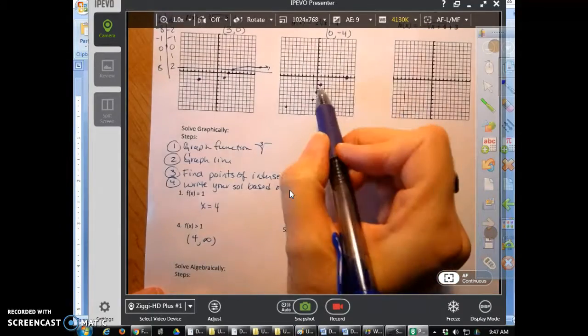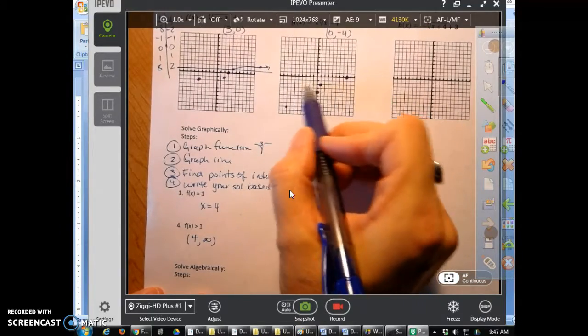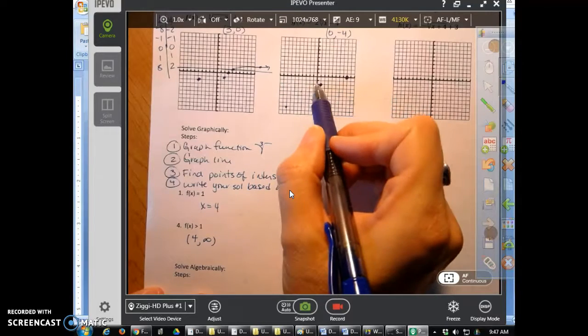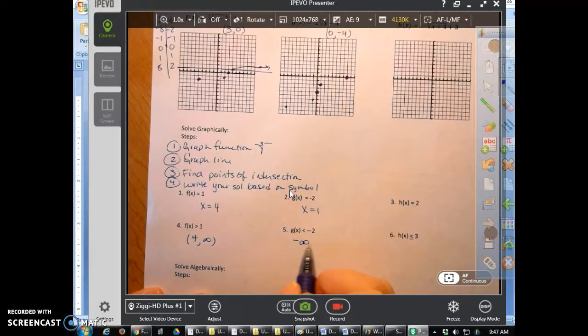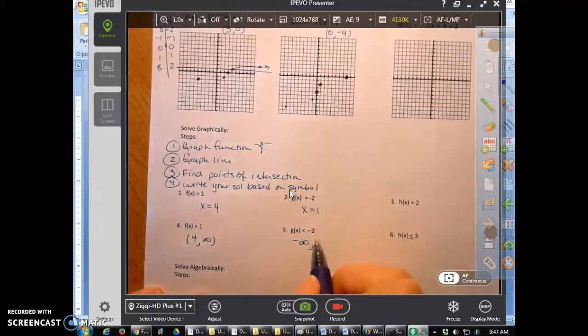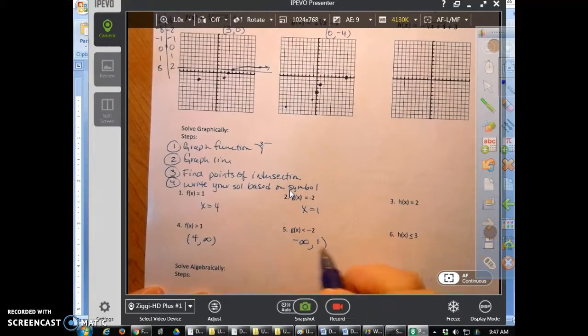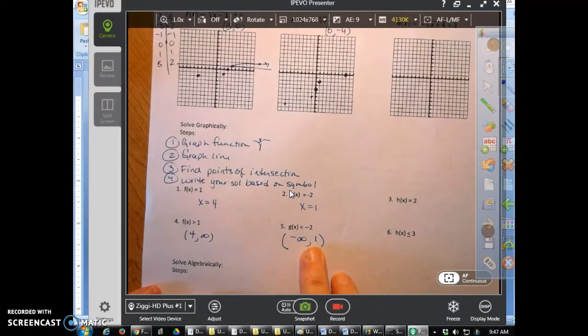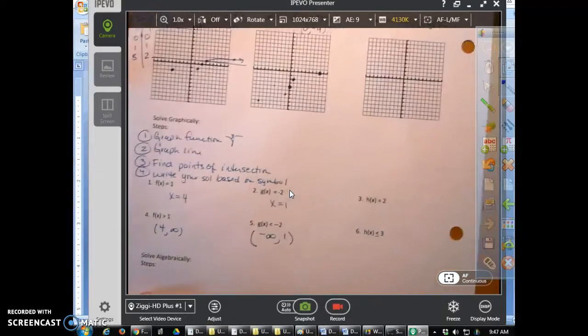Where is it less than -2? Well, it's everything to the left here. So all the x's from -infinity up to 1. It will not include the 1 though, because 1 is not less than -2. And x of 1 gives you exactly -2.